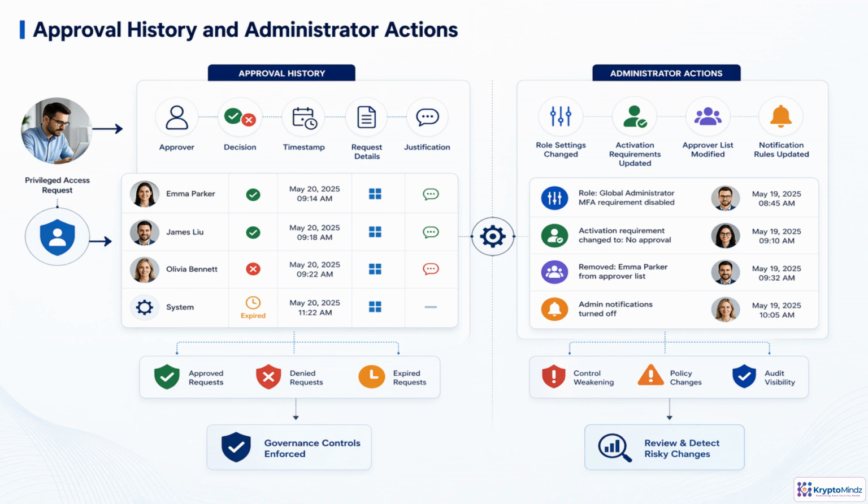Every privileged access request should leave a clear review trail. Approval history tells you who reviewed the request, what decision they made, when it happened, what access was requested, and why it was justified. Denials and expirations matter too. They show that governance controls are working, not just that activation succeeded. The second trail is administrator activity. Changes to role settings, activation requirements, approver lists, or notifications can quietly weaken controls. Disabling MFA or removing approval, for example, creates unmanaged risk. Reviewing both trails together shows whether access was properly approved and whether the process remained trustworthy.